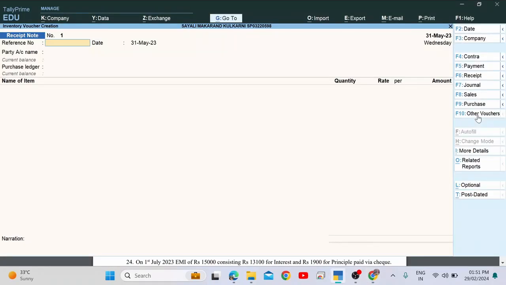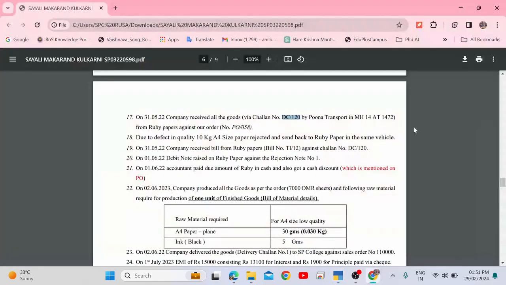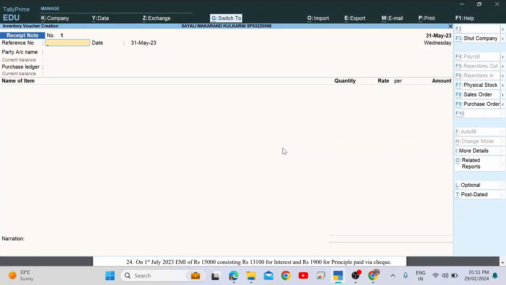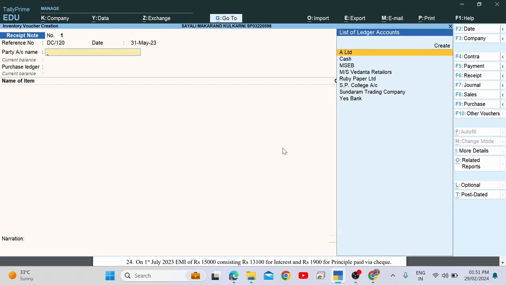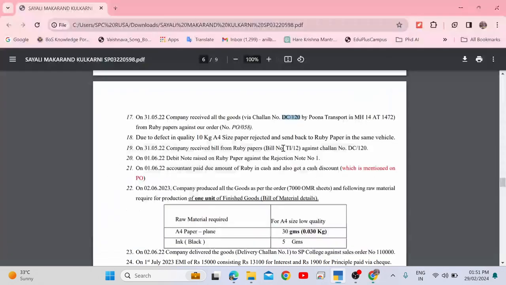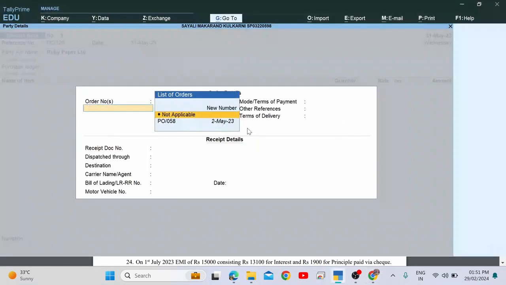After activating, you will get. And then finally here they are asking us the reference number, against what you are getting material. Sorry, with what you are getting material. DC120, with DC120 you are getting material. They will say here DC120, and don't change that. On 31st you are getting DC, also you will get on 31st, and then date is also 31st. And then from whom you will get? From Ruby. They will select Ruby, and against the purchase order number 58.